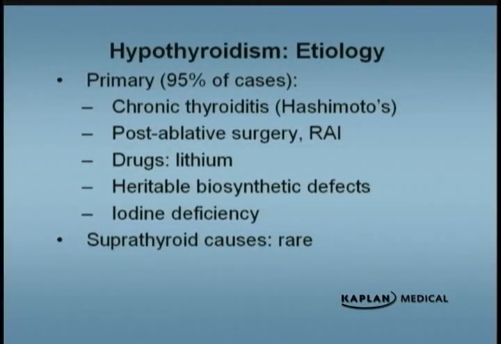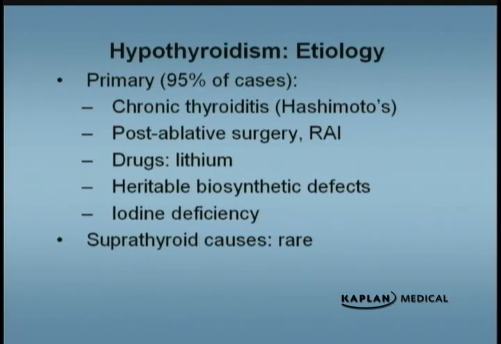If you're talking about a disease state that causes hypothyroidism, the most common form that we see in this country is chronic thyroiditis or Hashimoto's thyroiditis. So if they ask you what is the most common disease that causes hypothyroidism, it's Hashimoto's thyroiditis.